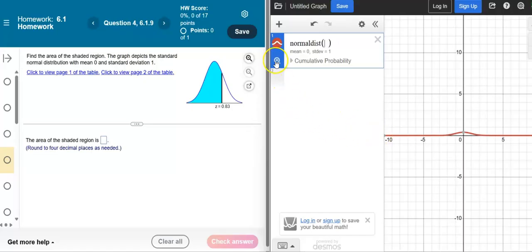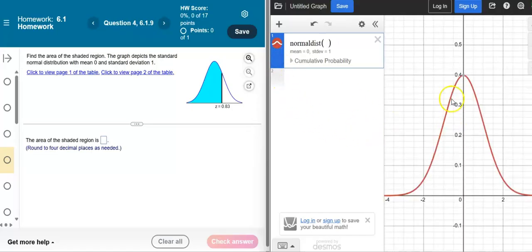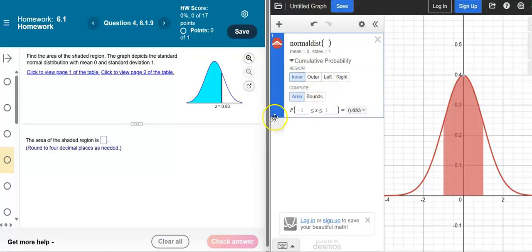Alright, once you got that, I would just click this little plus sign just so you can zoom in around the bell curve so it kind of matches what you see on your screen. And then you're going to press right here where it says cumulative probability. Alright, this is a below probability. You can see there's a number here at z equals 0.83, but there's not a number to the left of that. So that is a left probability, meaning the area shaded is to the left of some number.